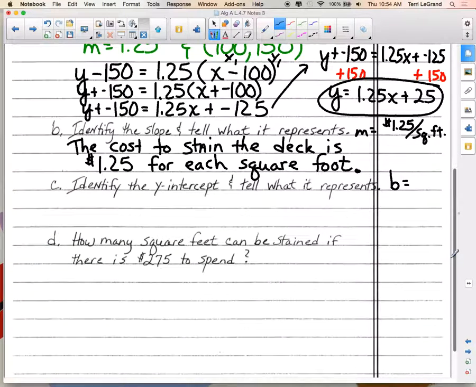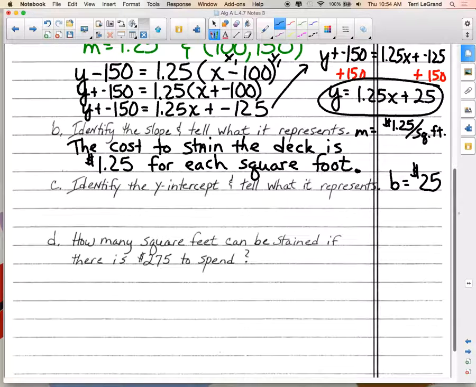Okay, in part C, it says identify the y-intercept and tell what it represents. That's our b value. Also, the y value of an ordered pair when x is 0, so we just have to worry about the y. So what is our b value, first of all? 25. Our b value is 25. And the y's are what? Dollars or square feet? They're dollars. The y's are the dollars.